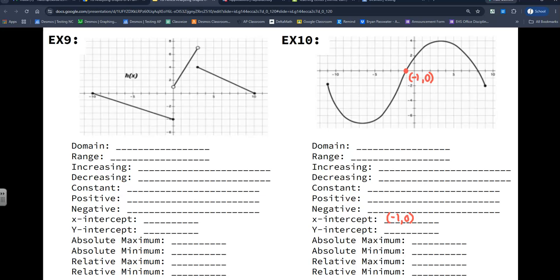Oh, excellent question, because I was being careless and didn't even look. Austin said, what about the other x-intercept? And he's exactly right. There is more than one. So I need to include this one as well. That one's going to be 8, 0. So there are 2.